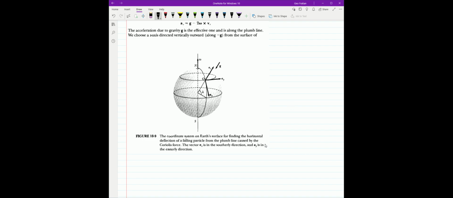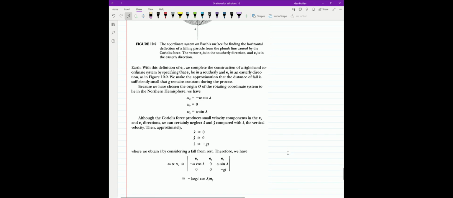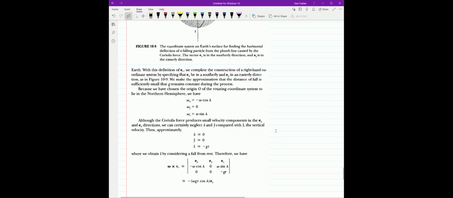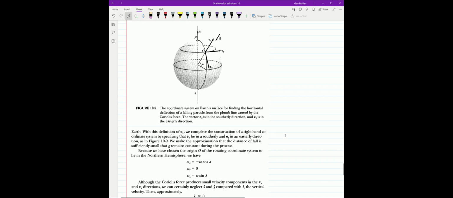Okay, and this is just a diagram of the falling particle from the plumb line caused by the Coriolis force. And then, with our definition of e_z, which points along negative g, we can construct the right-hand coordinate system if we specify e_x to be in the southern direction on the surface of the Earth, and then e_y is perpendicular to that, like so. So we can make the approximation that the distance of a fall is sufficiently small that g remains constant during the process. In other words, h is much, much less than the radius of the Earth.